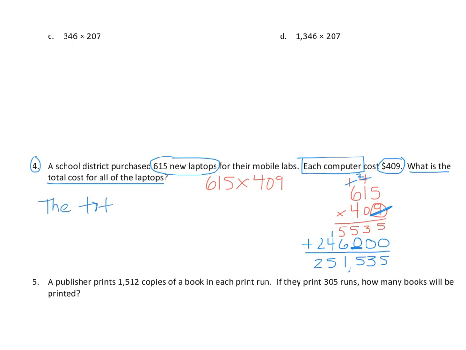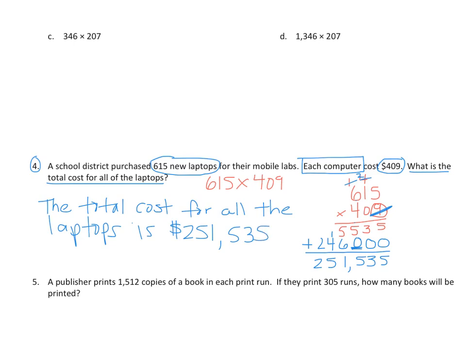So our sentence would be the total cost for all the laptops is $251,535, period. All right. And that is our sentence. Make sure you have your dollar sign. Make sure it's a complete sentence with an ending punctuation mark.